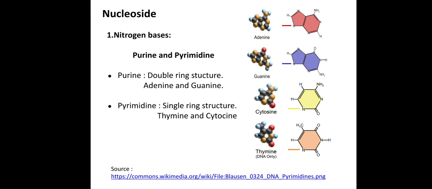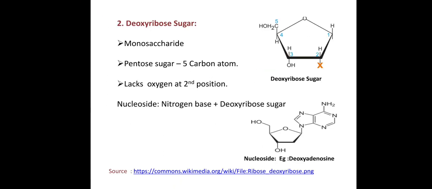So a nucleoside is formed of sugar and nitrogenous base. Nitrogenous bases are of two types, purines and pyrimidines, based on the number of rings they contain. If they have two rings, it is a purine. If they have only one ring, it is a pyrimidine. Examples of purines are adenine and guanine. Examples of pyrimidines are thymine and cytosine. So that's about the nitrogenous base.